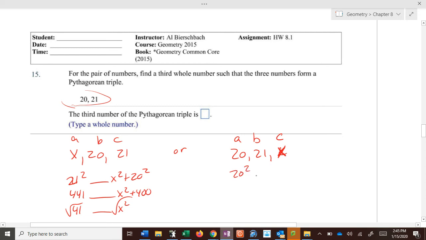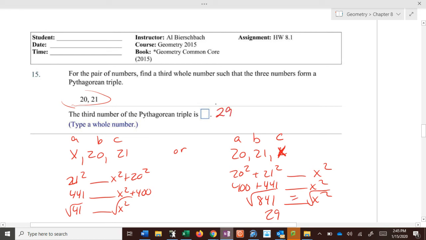So let's try this one. 20 squared plus 21 squared, compare it to x squared. This is 400. This is 441. Compare it to x squared. This is 841. If we take the square root, does 841 have a square root? 29. So this is a Pythagorean triple if the missing number is 29.